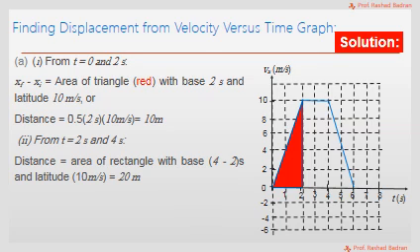Similarly, for the second interval, the area under the curve turns out to be a rectangle, and this rectangle in blue has a base of 2 seconds and an altitude of 10 meters per second. By multiplying the base by the altitude, we get 20 meters.